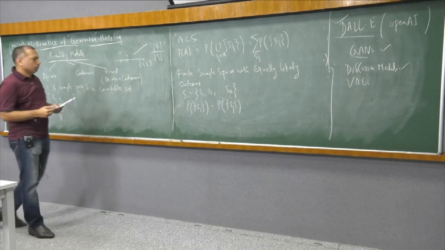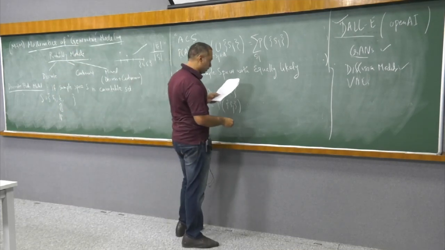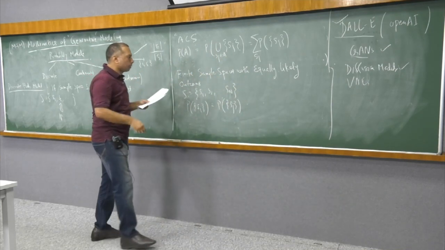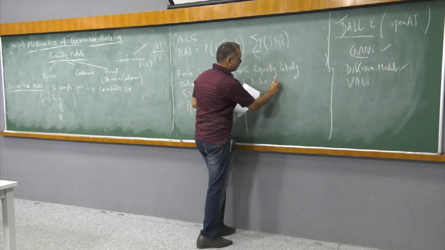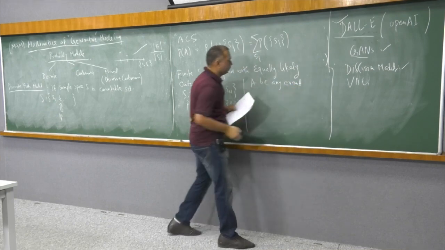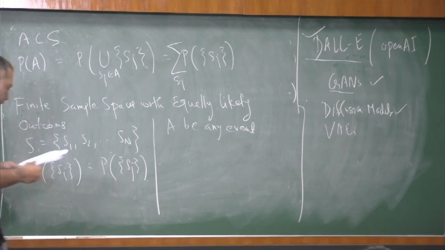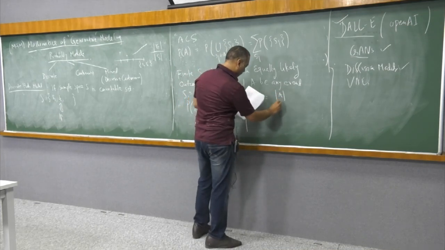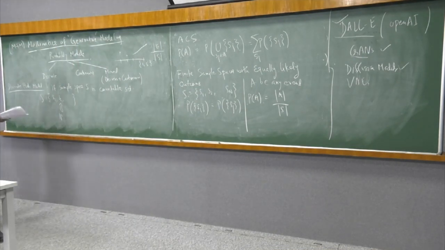Okay, so in that case, probability, so let A be any event. Then in that case we will write this formula explicitly now. So in this case P(A) will be the cardinality of A divided by the cardinality of S. Okay, finite case, equally likely, that's the formula.